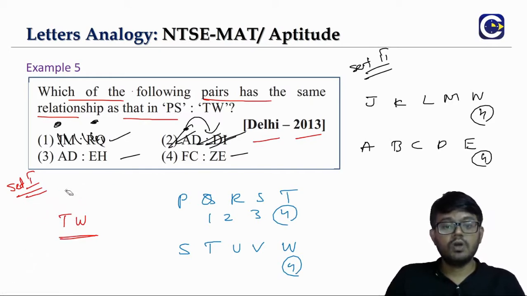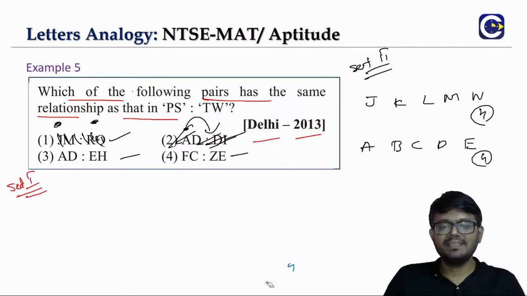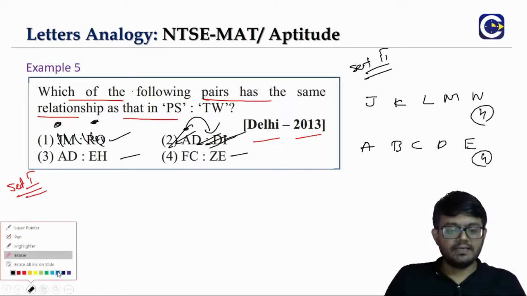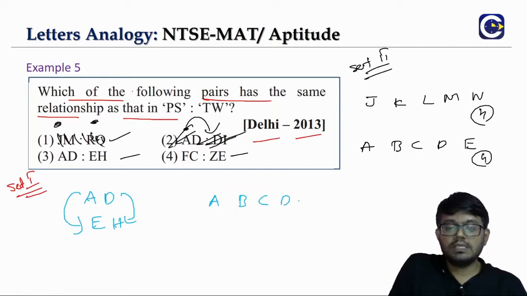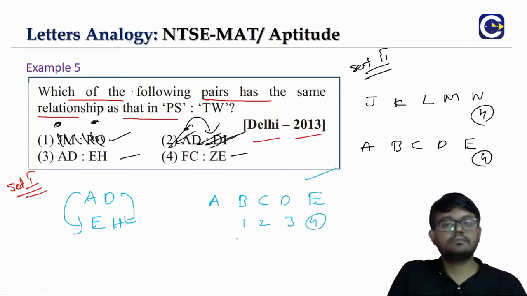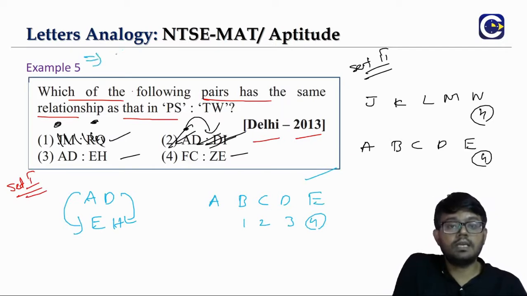Then we'll come to option 3. Okay, so look at option 3. What is there in option 3? AD, that is the first pair. EH is the second pair. So AD, EH. Look at it. A is matched to E, D is matched to H. So A, B, C, D, E, 1, 2, 3, 4. Fourth letter. So here what is the relation we are looking at? The fourth letter.